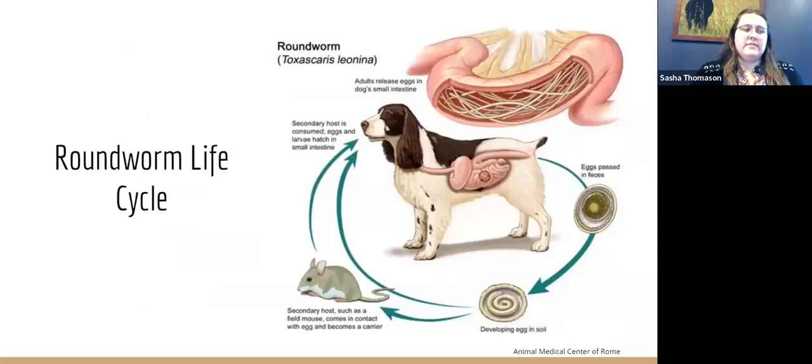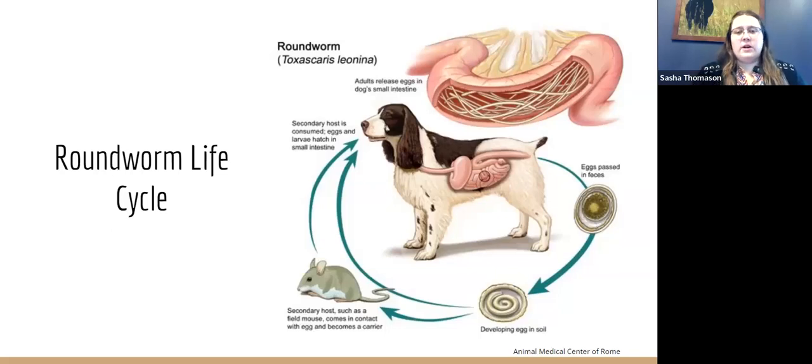A little bit about the life cycle. This is just so that we're all on the same page, and we know where things occur and in what order. First off, the animal is going to ingest the egg from either eating feces, which, it's not very cool, but they do that, or indirectly through a secondary host, such as a field mouse that becomes a carrier of the eggs. So they ingest that.